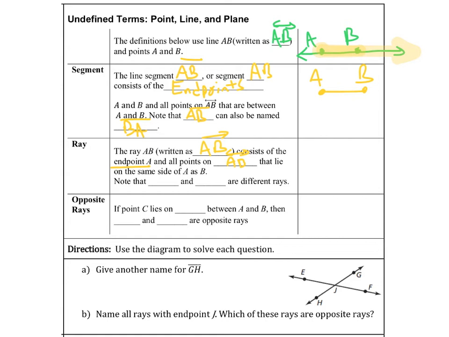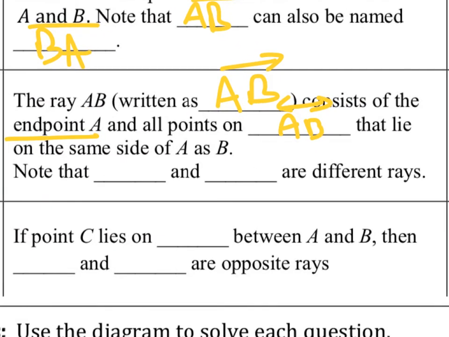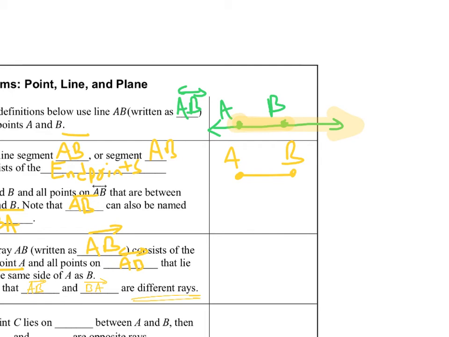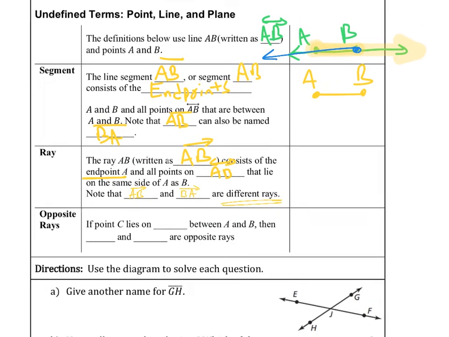So in other words, that's a lot of words there. All the points that are on the same side of A as B is. It's going from A through B. So it's very important to notice that ray AB and ray BA are different. These are different rays. And if we look at our drawing, ray AB is what we have shaded here. It starts at A and goes through B. Ray BA starts at B and goes through A. And that's a very different part of the line.